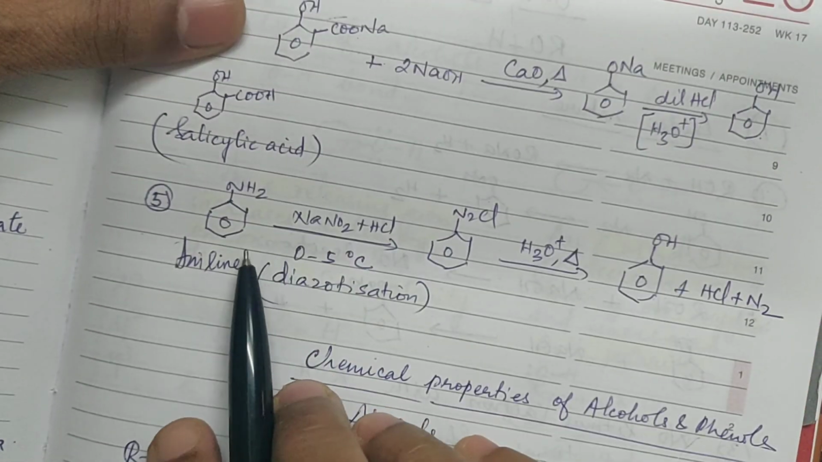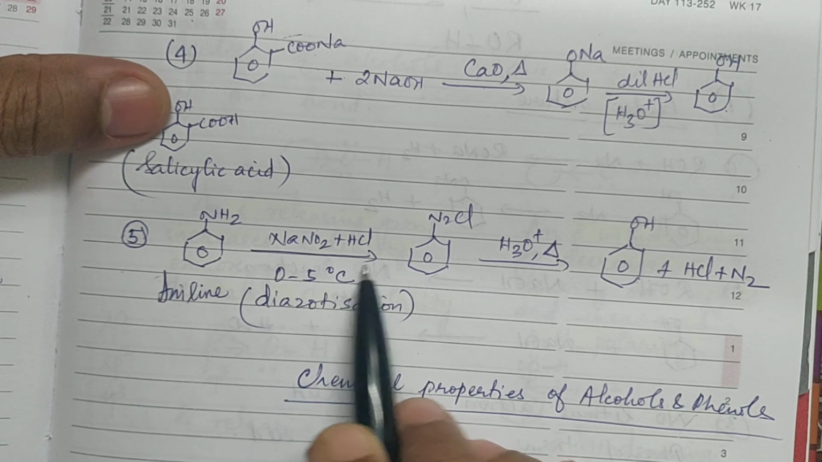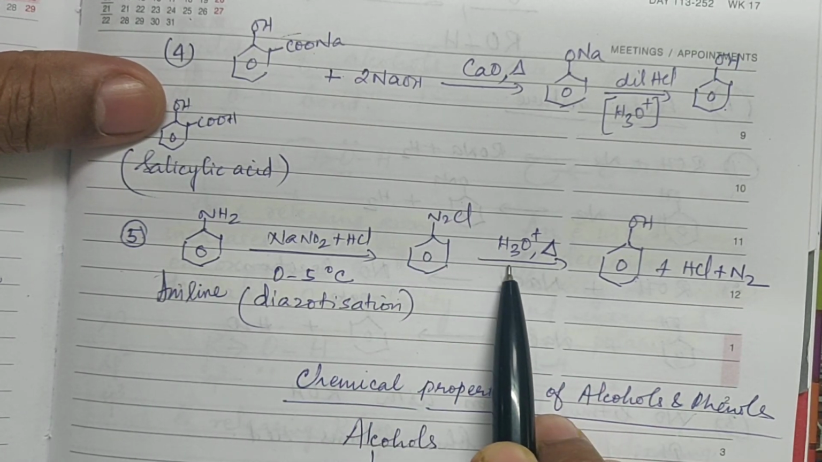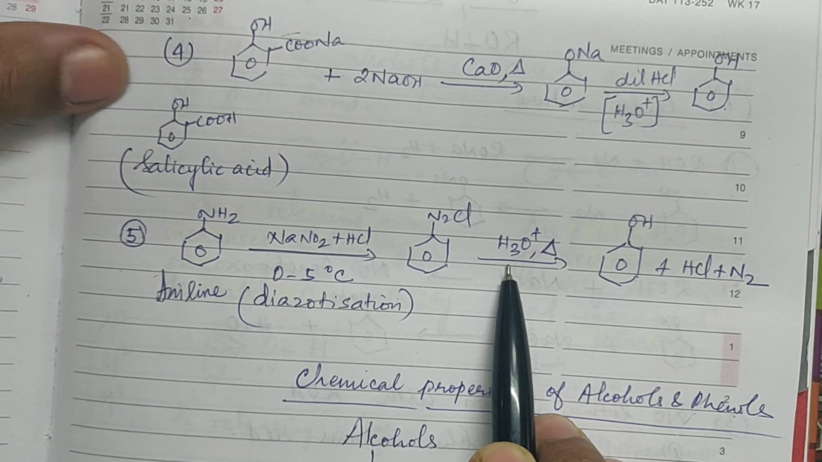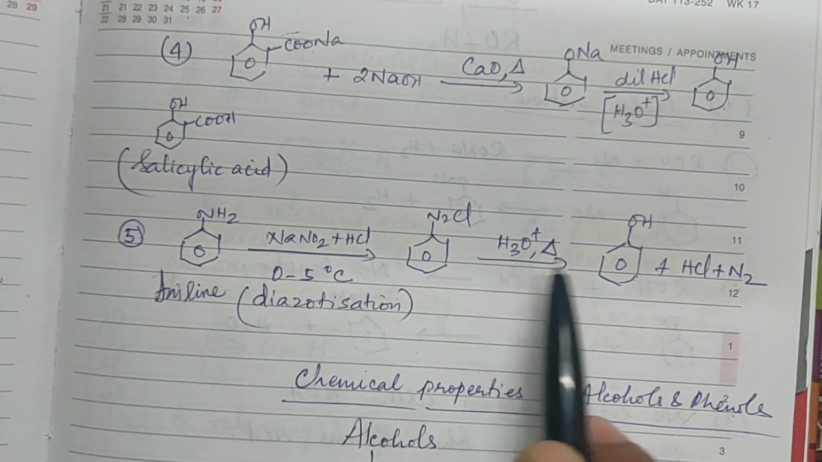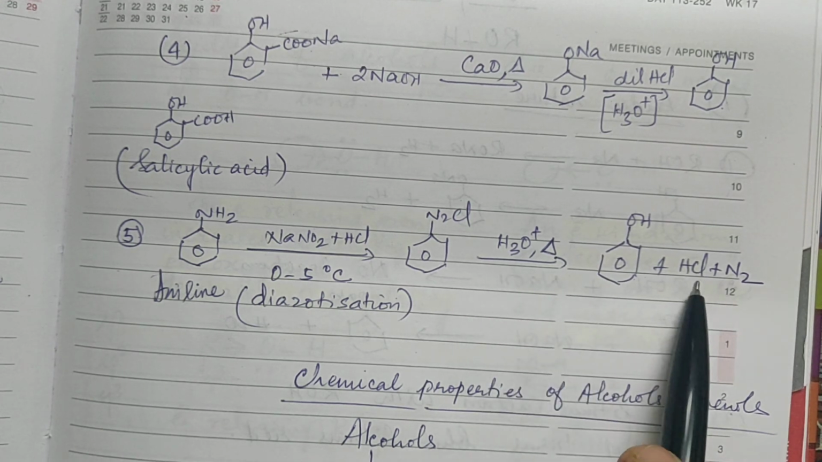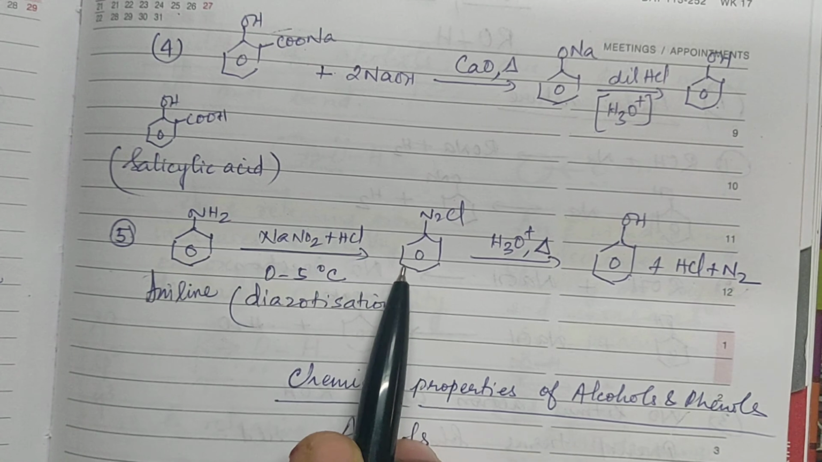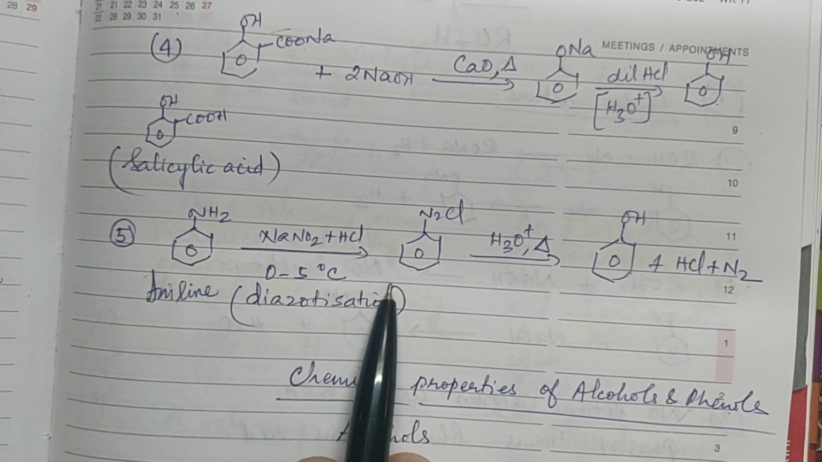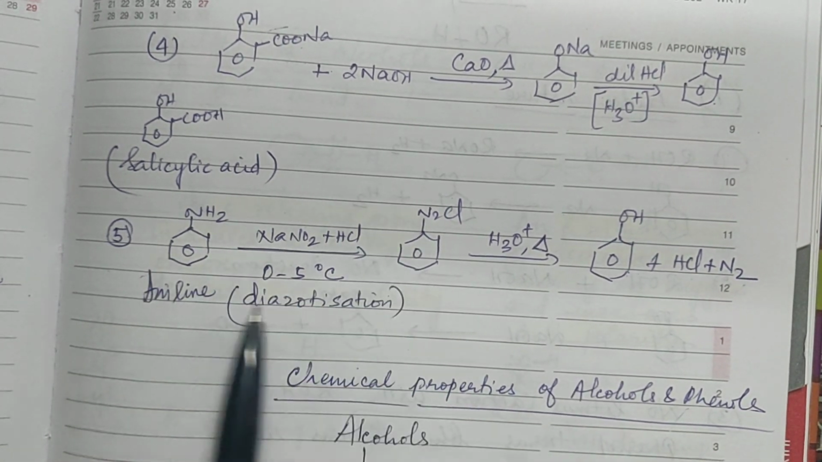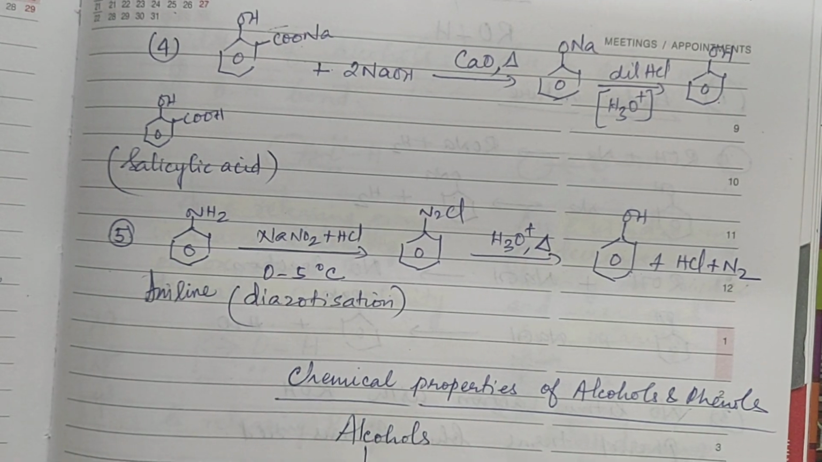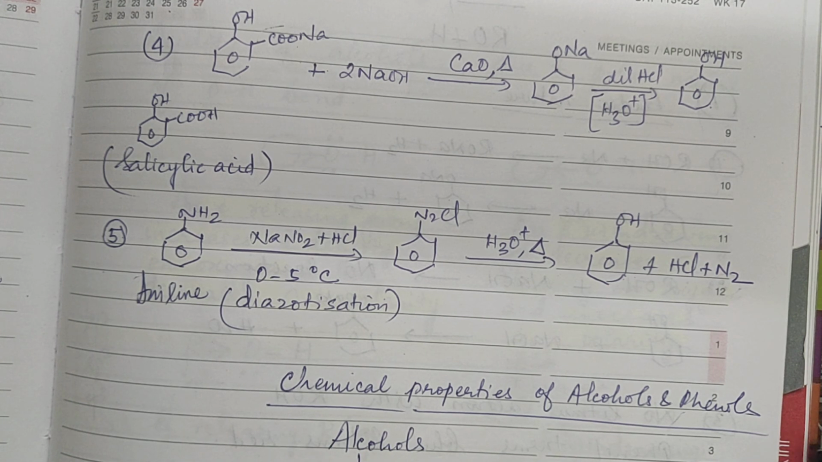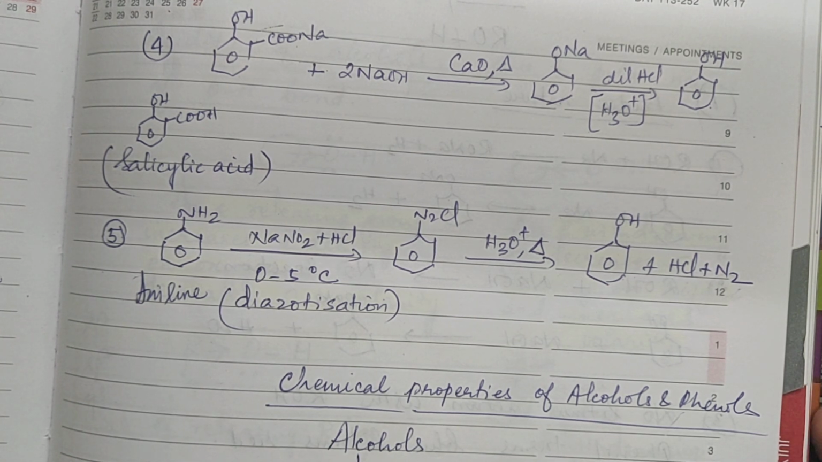Then you have from aniline on diazotization, benzene diazonium chloride is formed. This on hydrolysis, that is heating with acidified water, you will get phenol, and HCl and N2 will be formed as byproduct. So this step is called diazotization. Don't get confused with the next step. This is what is called diazotization, right? So that is about preparation of phenol. And now we have to start with properties of alcohol.